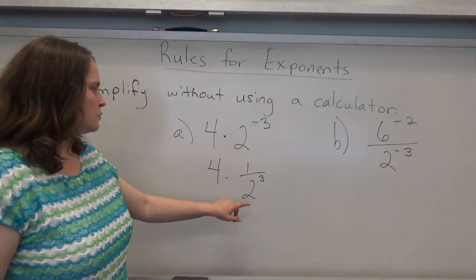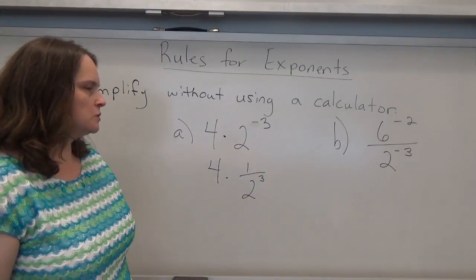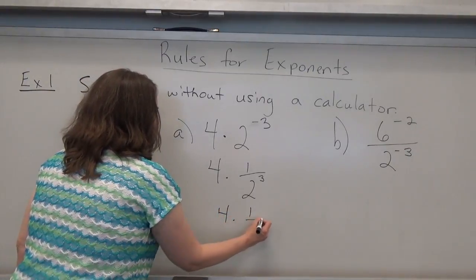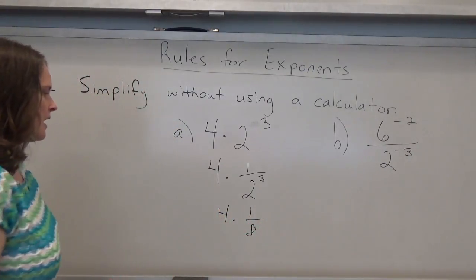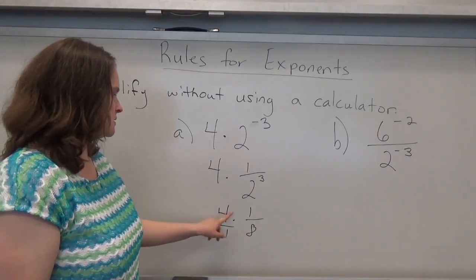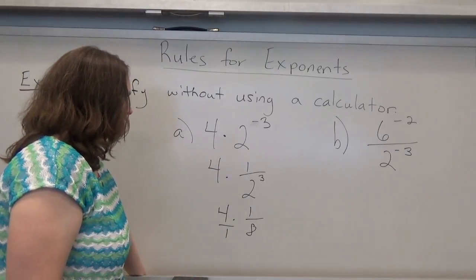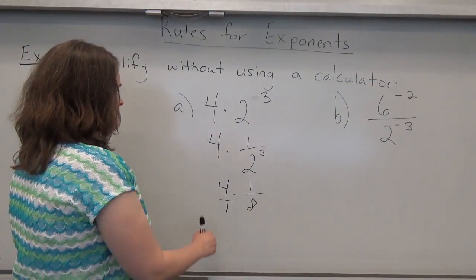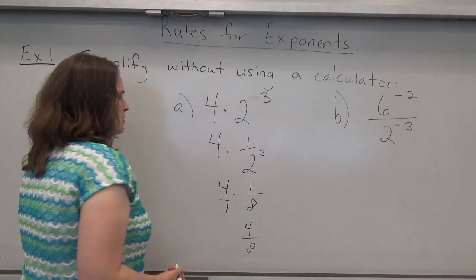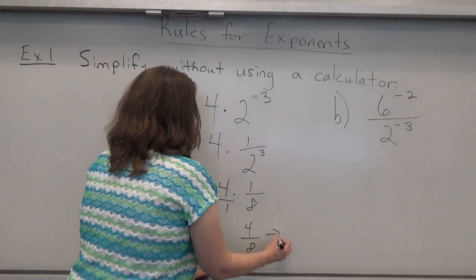Rules for exponents tell me to go ahead and handle any exponents first. So 2 to the third gives me 8. 4 times 1/8. And then when I multiply fractions, I multiply straight across the top, straight across the bottom. If you want to, you can go ahead and simplify at this point. That's fine too. If I multiply these together, I've got 4 over 8. And then I know that 4 over 8 can be simplified as 1/2. So my answer is 1/2.